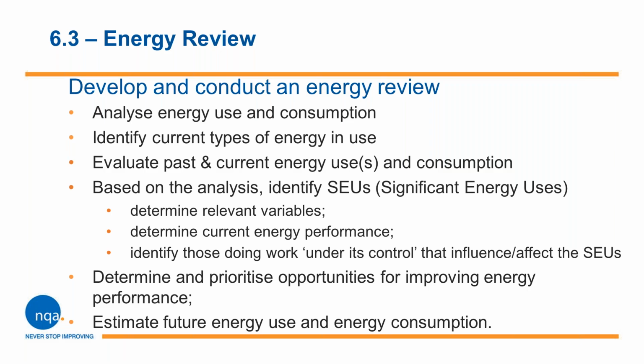So it's about identifying the current types of energy in use, identifying your past energy use and your current energy usage and consumption, and then, based on that analysis, identifying your significant energy uses. In other words, as I've explained, what is it that we've got that's using the most energy? And for each of those significant energy uses, so you don't have to do this for everything, determine what the relevant variables are. So in other words, if it's a particular process, what determines how much energy that uses?